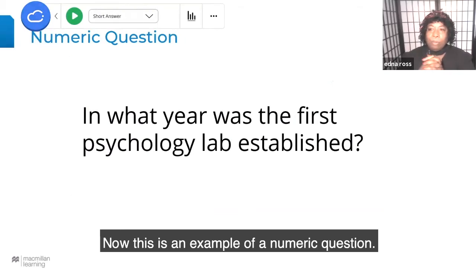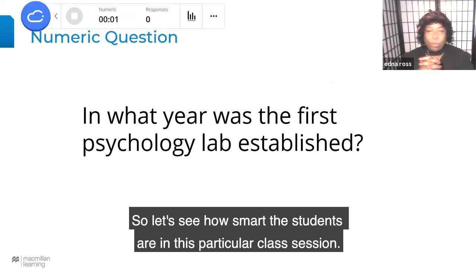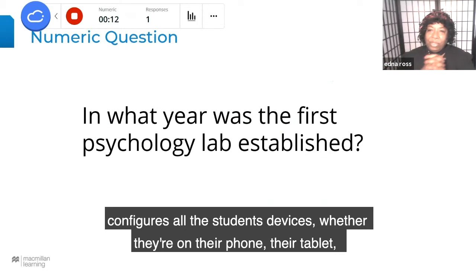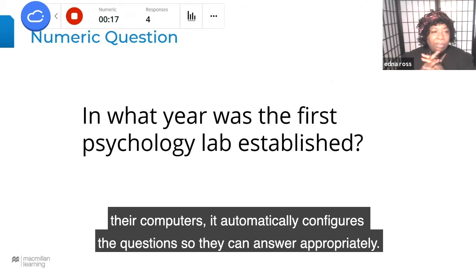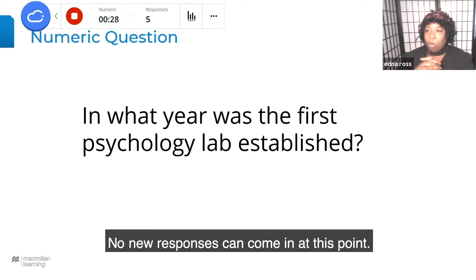Now, this is an example of a numeric question. In what year was the first psychology lab established? So let's see how smart the students are in this particular class session. I chose the numeric question type, and that automatically configures all the students' devices, whether they're on their phone, their tablet, their computers. It automatically configures the question so they can answer appropriately. So we've got 5 responses. We're going to stop the clock. No new responses can come in at this point.